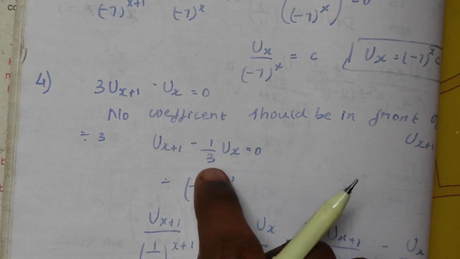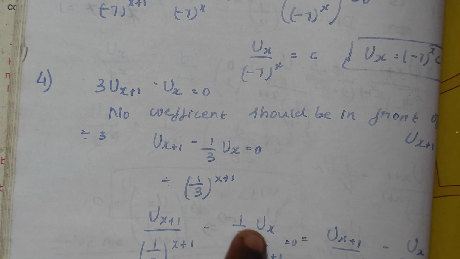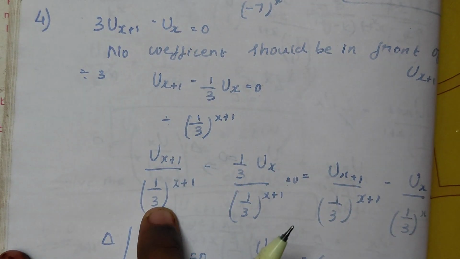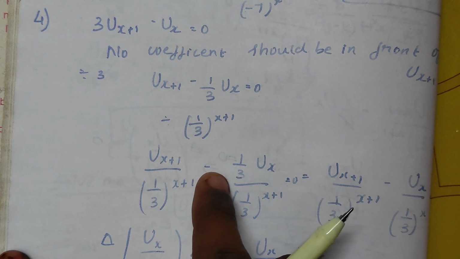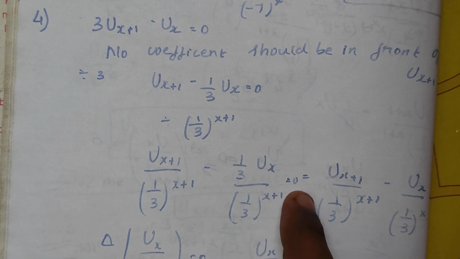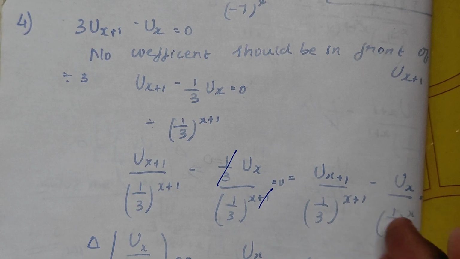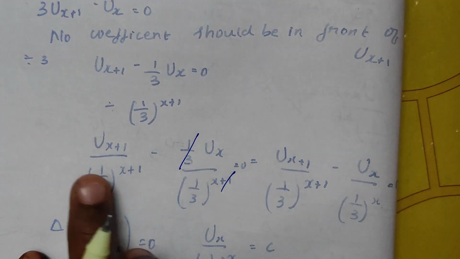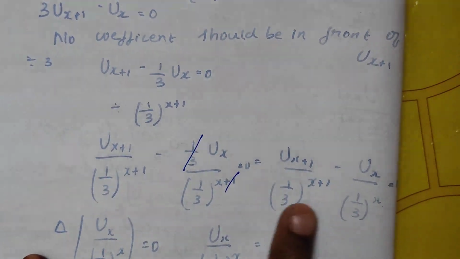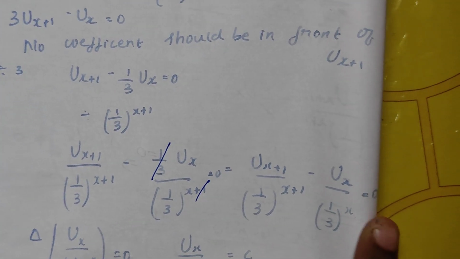So divide this by k to the power x plus 1. Here the value of k is 1/3, so 1/3 to the power x plus 1. Divide u_(x+1) by (1/3)^(x+1), minus 1/3 into u_x divided by (1/3)^(x+1), is equal to 0. Then this 1/3 and power 1 will get cancelled. You will get u_(x+1) divided by (1/3)^(x+1) minus u_x divided by (1/3)^x is equal to 0.